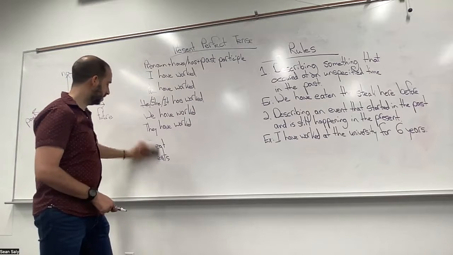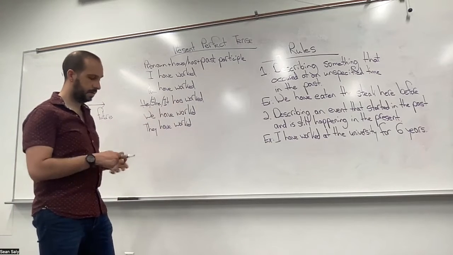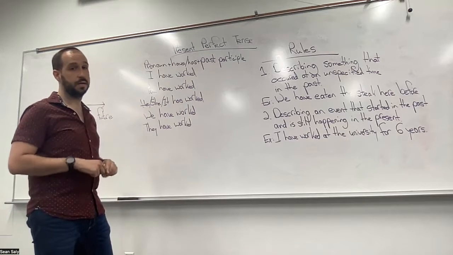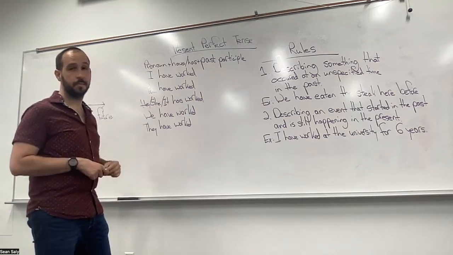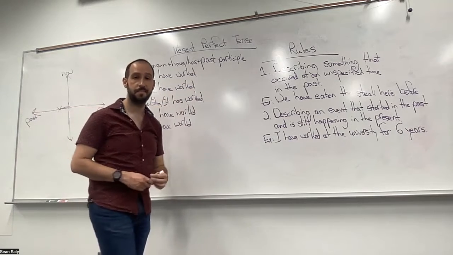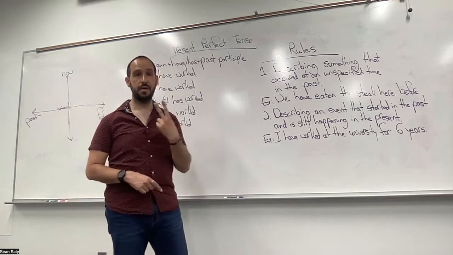All right, let's keep going. He, she, it has worked. We have worked. They have worked. Okay, that's it, right? And then depending on the verb, you're going to change it using the past participle. All right, the rules. There are two rules.